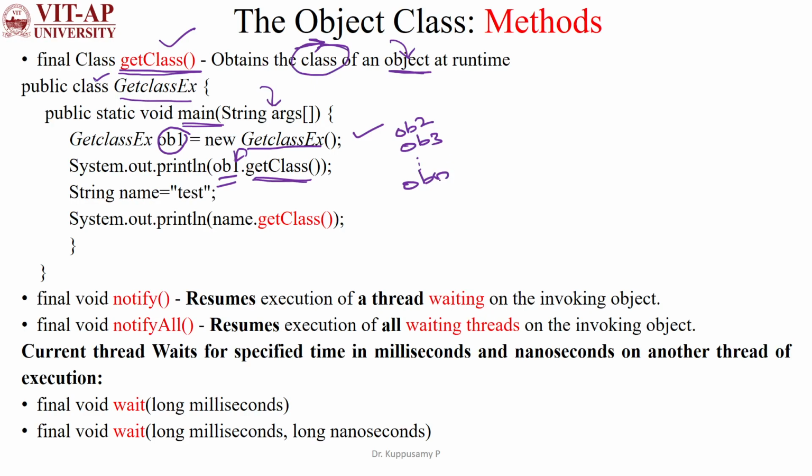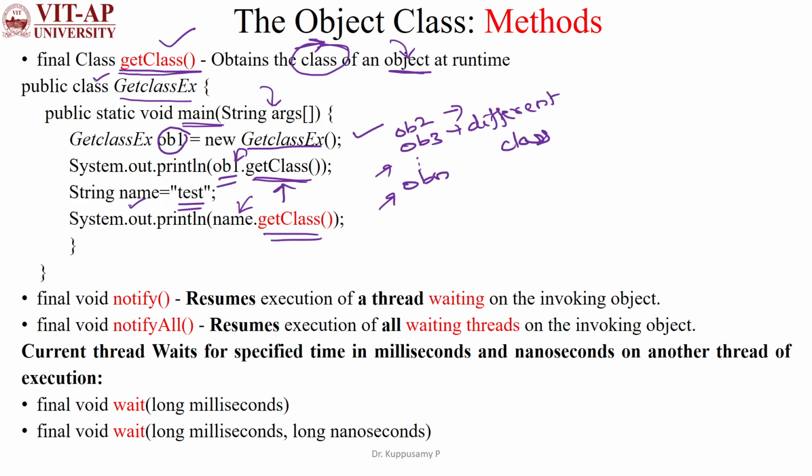So here each object may be created by using different classes. At a particular moment, if I want to know which class an object belongs to, I can use the getClass method. Here I am assigning the value test to the name, then I am asking which class the name belongs to.